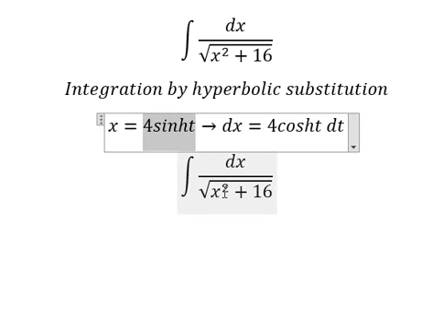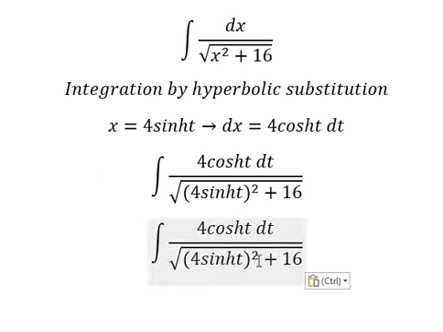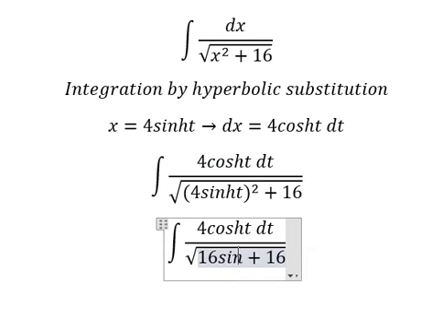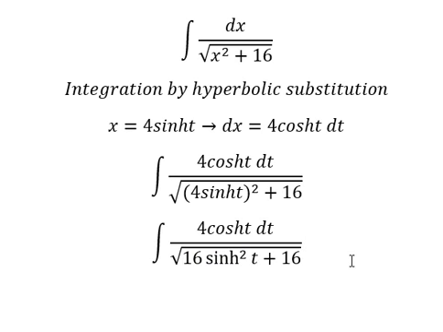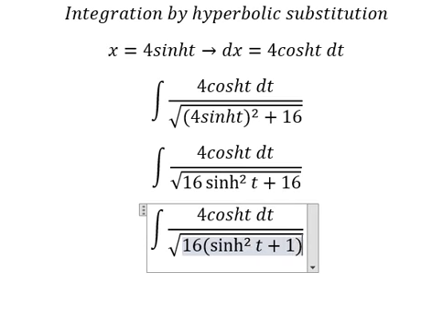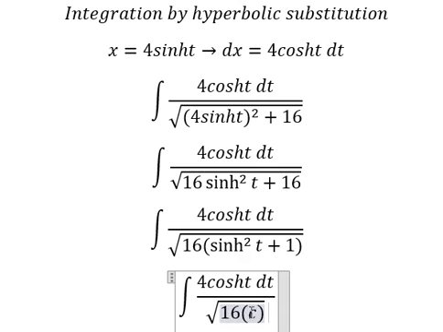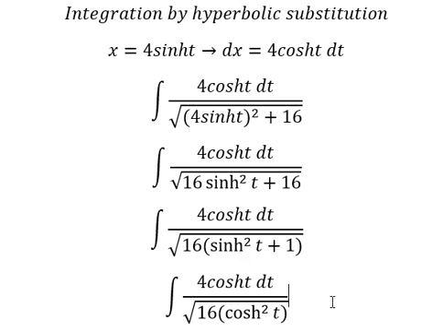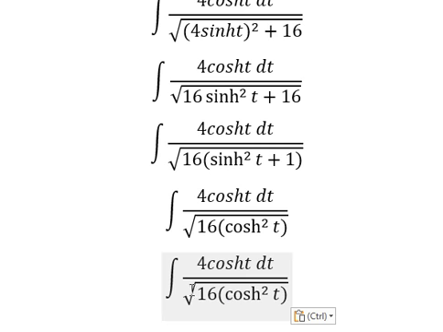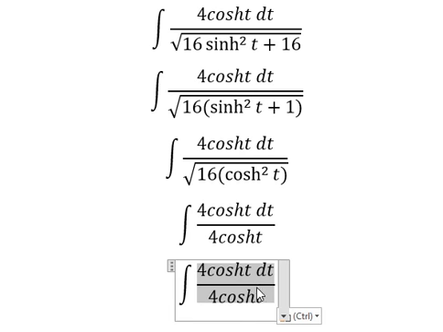So I will put this in here. ds we change by this one. So we have 16 sin t squared, number 16. We can do factorization. Next, sin t squared plus 1, we change to cos t squared. The square root of 16 cos t squared, we have 4 cos t. And now we need to simplify, and we have dt.